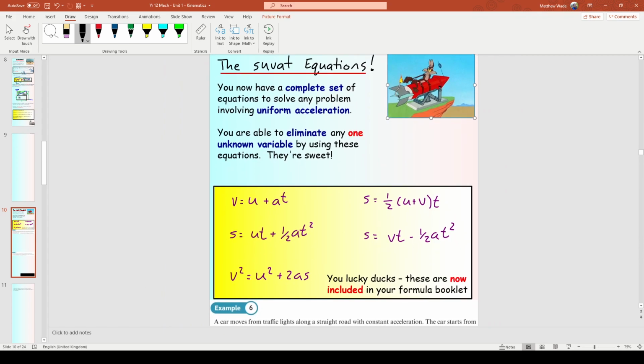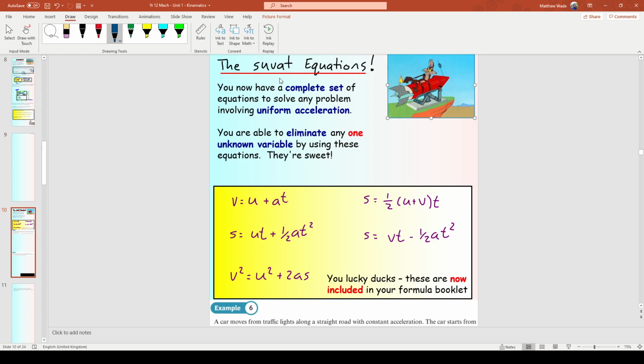V equals u plus at, s equals ut plus half at squared, v squared equals u squared plus 2as, s equals a half (u plus v)t, and vt take half at squared is also s. Cool beans? Jot them all down. You don't have to memorize them, unfortunately, but there they are. I'm going to tell you why they're cool. You're going to be able to solve so many questions with these. And there's something just to note about them. They're called the Suvat equations, first of all. Why do you think they're called the Suvat equations? That's right, because it represents every variable in these equations: displacement, initial velocity, final velocity, acceleration, and time. That's why they call them Suvat equations, okay? It's not special. It's not even a word, Suvat.